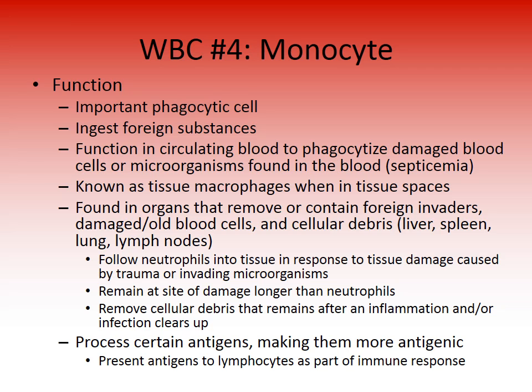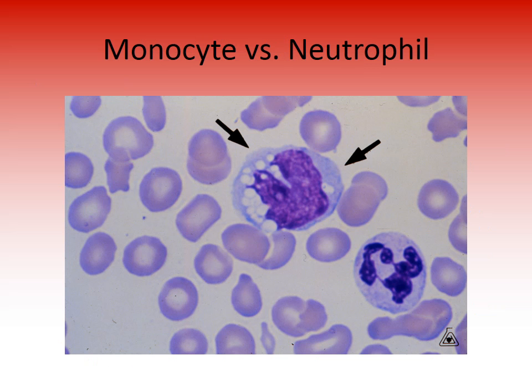Monocytes process certain antigens, making them more antigenic. So they present antigens to lymphocytes as a part of an immune response. So these monocytes play a role within that antigen and antibody response. This is the picture right here of a monocyte.